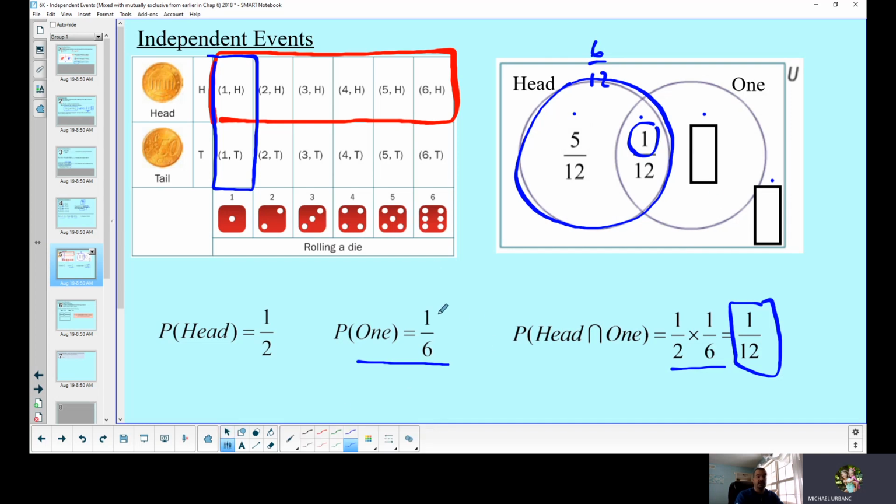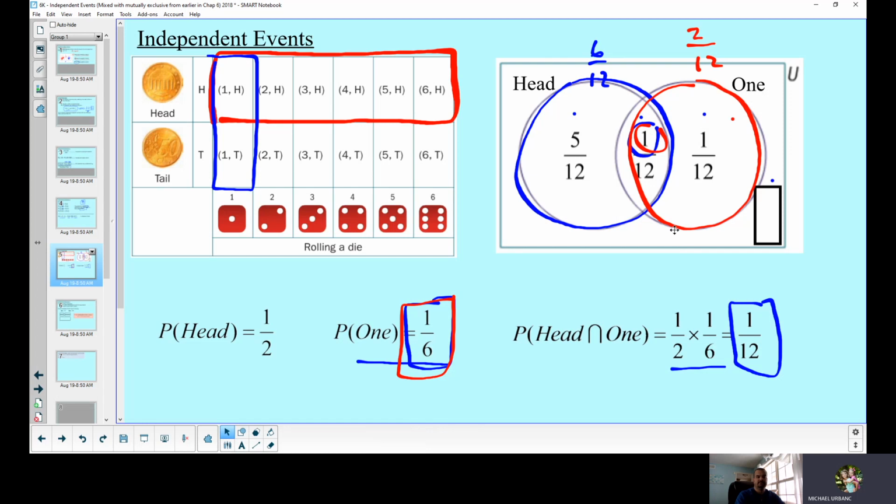The probability of getting a 1 is 1/6. I should do that in a different color. It is 1/6, which is this area right here. And so 1/6 is also equal to 2/12. And since one of those 2/12 is in here, we know that you only have 1/12 left over here.